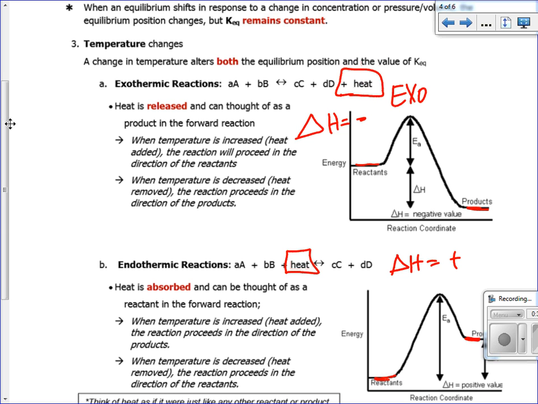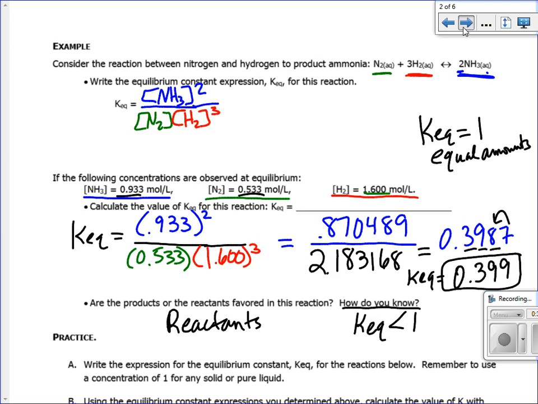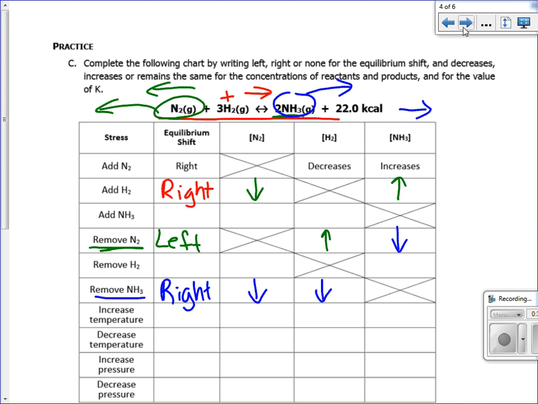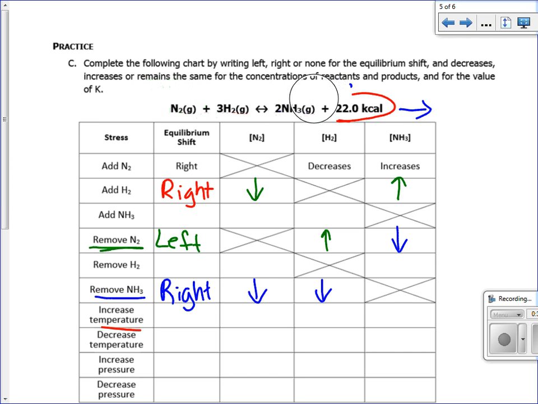So let's go back and look at our examples here for that. Oops, wrong way. Sorry, going the wrong way. All right, so increasing temperature. It tells me the kilocalories are right here. Kilocalories are a measure of heat. So what kind of reaction am I dealing with here? This is your heat. This is an exothermic, so the heat's a product this time.